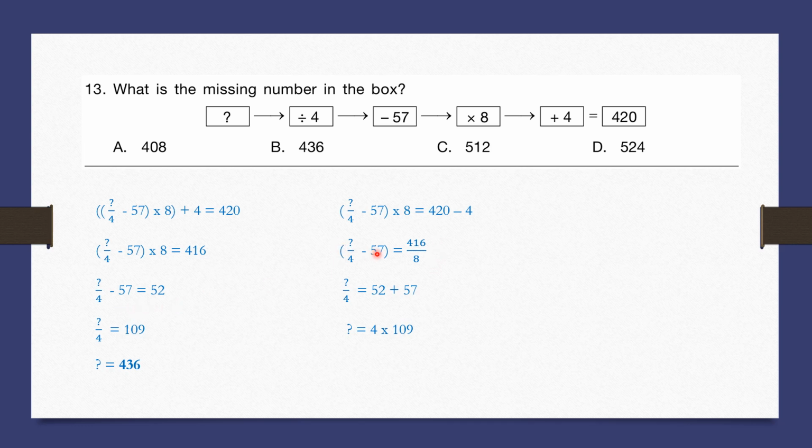Now we will remove the bracket here because there is nothing outside. So we get question mark divided by 4 minus 57 equals 52. Now let's bring this 57 to the right hand side. Here it is negative, so it will become positive. So question mark divided by 4 equals 52 plus 57, which is 109. Now 4 here is dividing question mark, so it will be multiplication here. So question mark will be 4 times 109, which is 436. So our answer is option B.